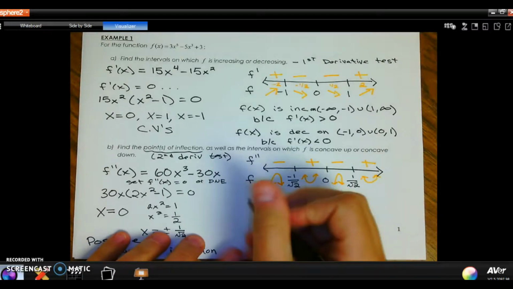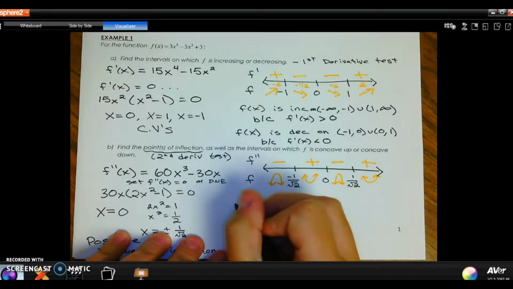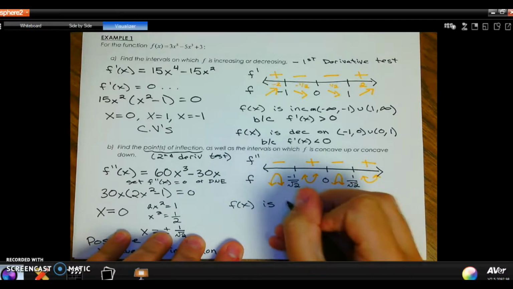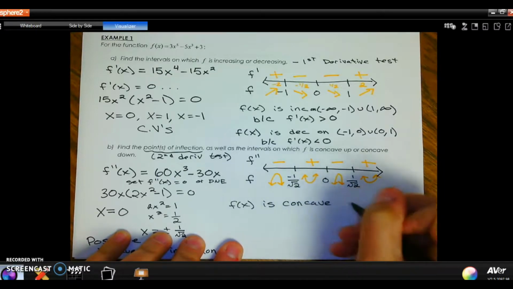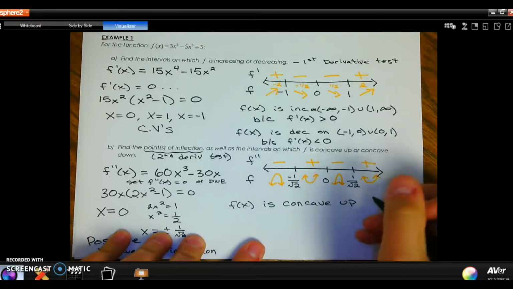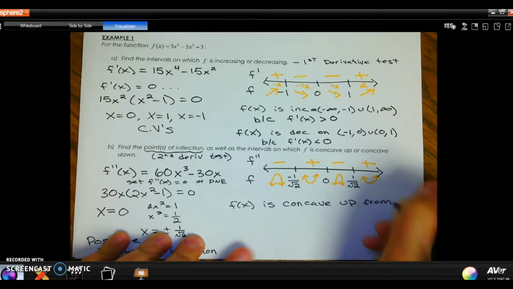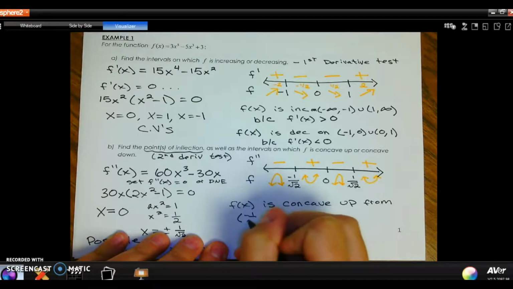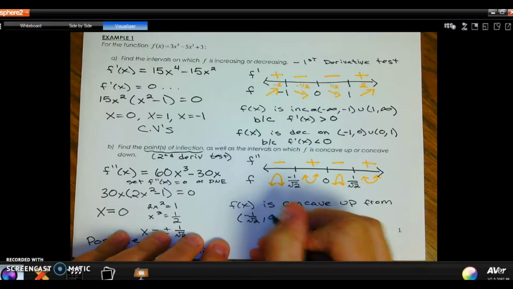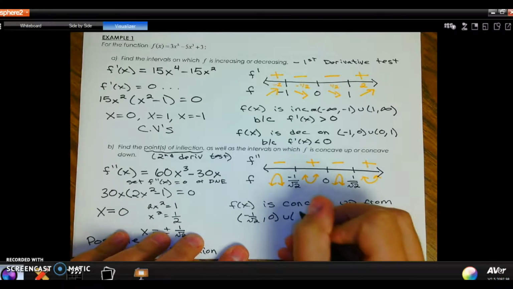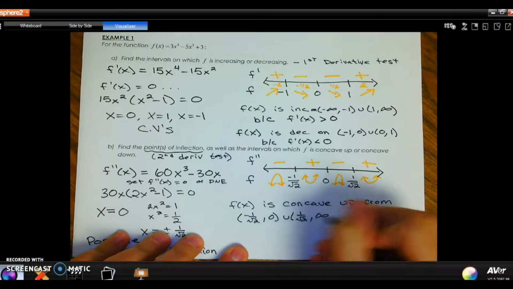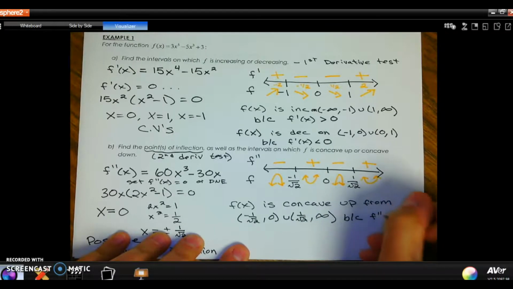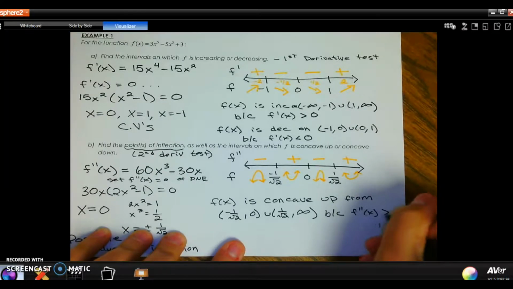Okay, so here I would say, you could say f of x is concave up, or you could say on, so it's concave up between those two. So that's negative 1 over square root of 2 to 0, union, and then it's concave up again at 1 over square root of 2 to infinity, because the second derivative is positive.